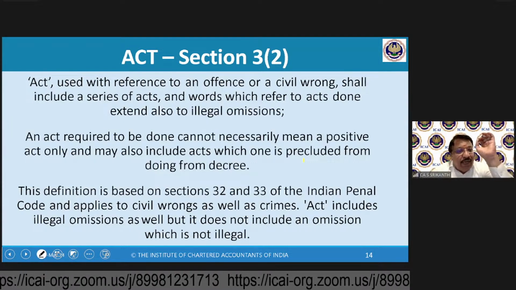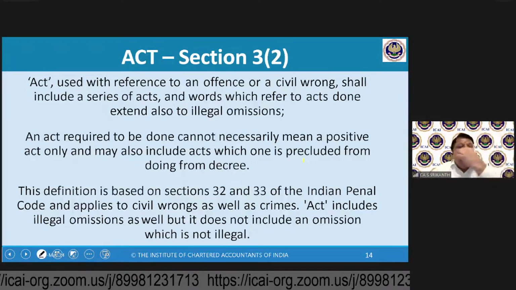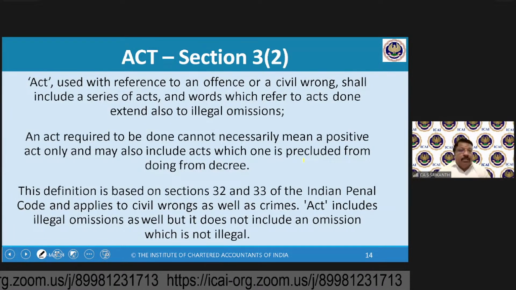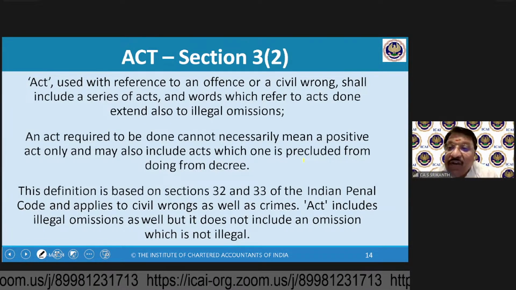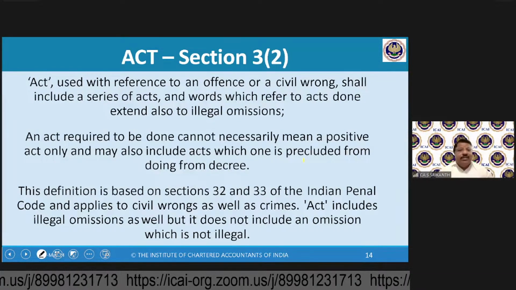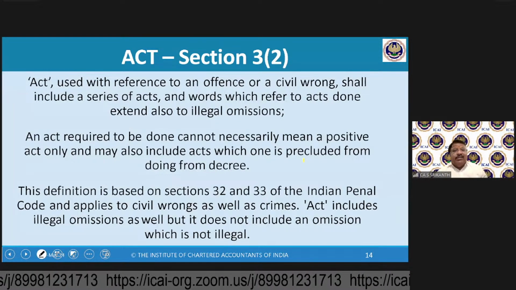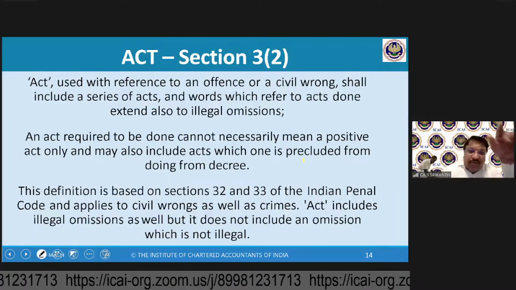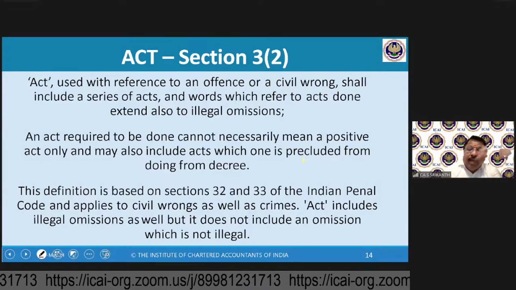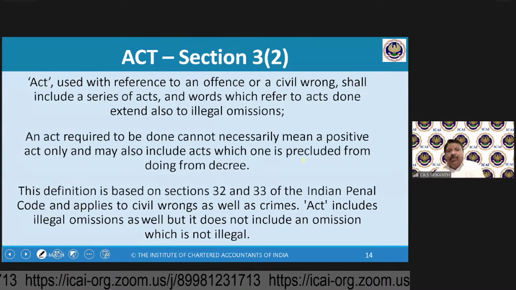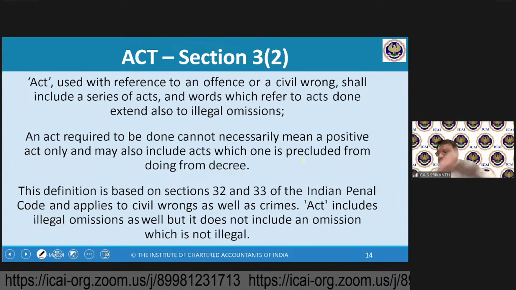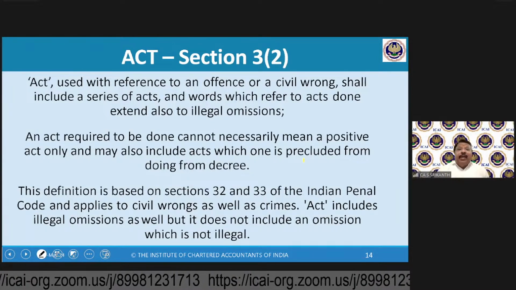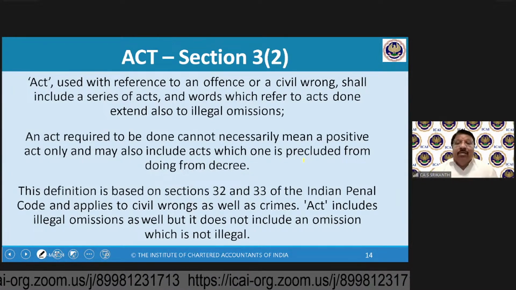When the word Act is used with a capital A, it means an Act of Parliament. Whereas here, they are saying act, used with reference to an offense or civil wrong, shall include a series of acts, and words which refer to acts done extend also to illegal omissions. One important point: here the word act is the doing of something. What is the act for which you are liable? For example, not repaying the deposit is an act, punishable.